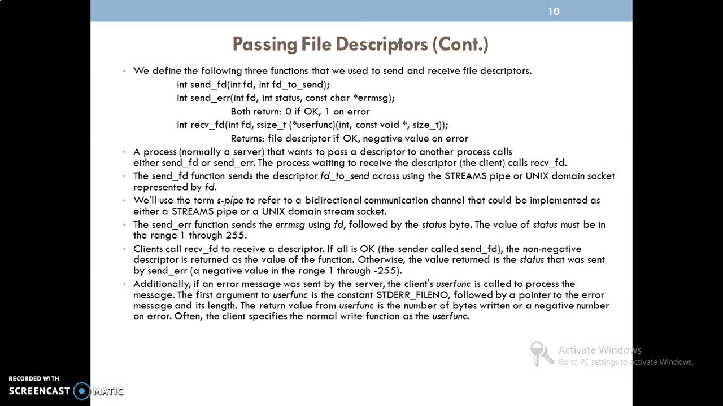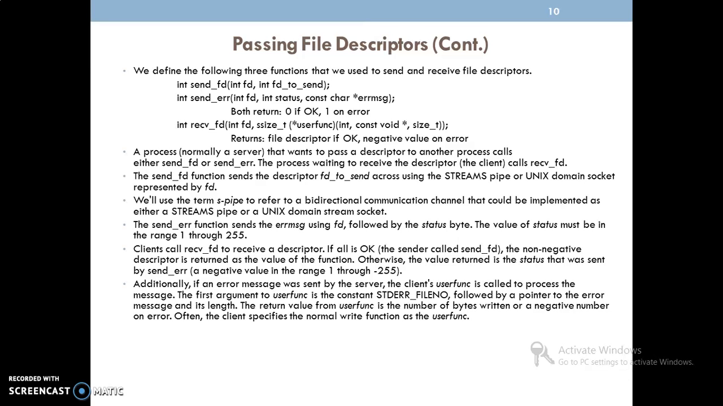Stream pipe FD here. Okay. Then the last one, file descriptor, is indicating whether it is a read end or a write end here. Then we will use the term spipe to refer to bidirectional communication, that channel that could be implemented as either a stream pipe or a Unix domain stream socket here.